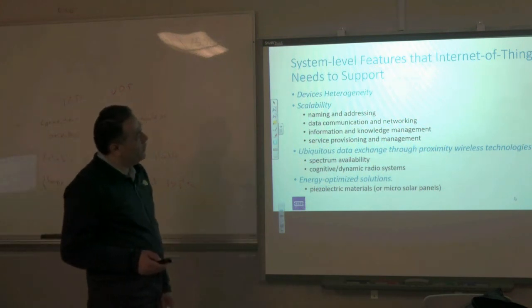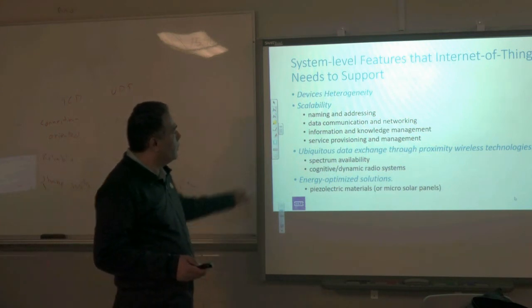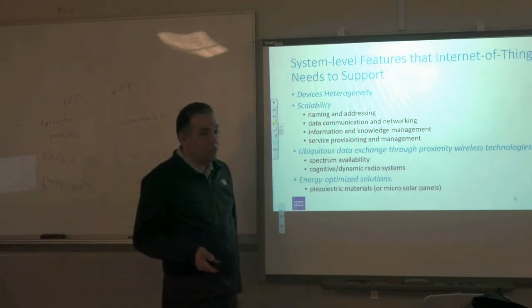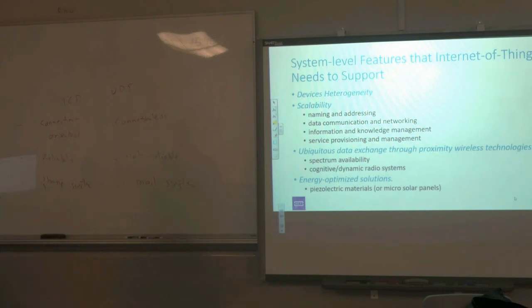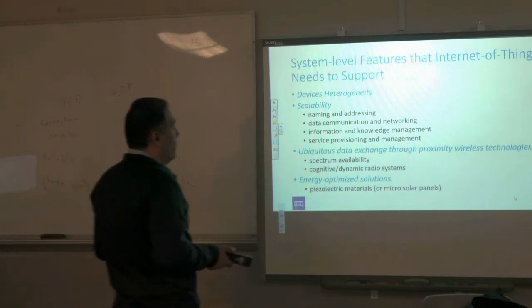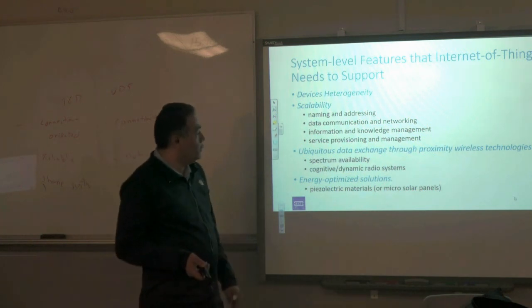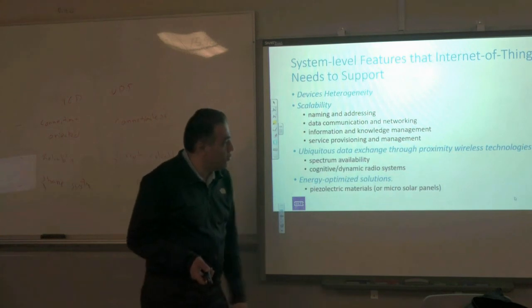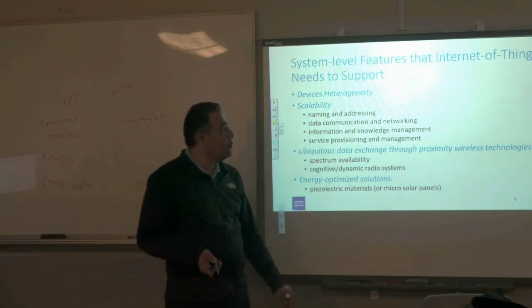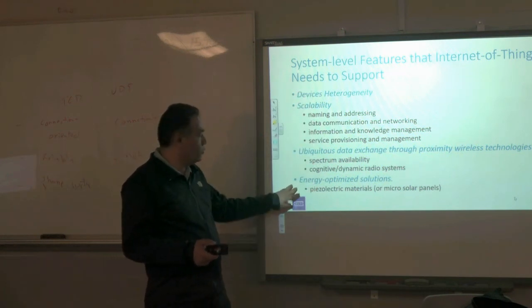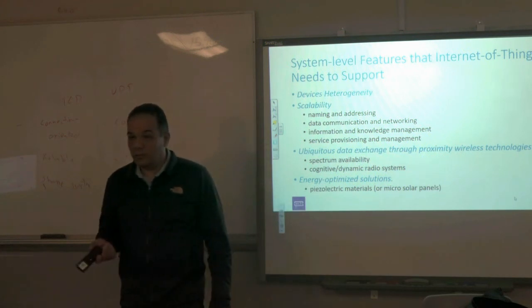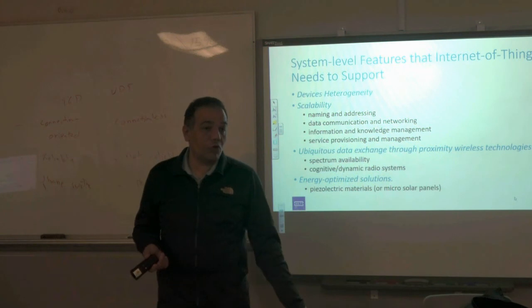So, system-level features that the Internet of Things needs to support: device heterogeneity. Are the devices heterogeneous or homogeneous? Are they the same or different? We expect that in the Internet of Things you're going to have heterogeneous devices. How do you connect them? Scalability, and the exchange through proximity wireless technologies, energy optimized solutions. All of these are research topics that you have to deal with, especially the last one, energy optimized solutions. That's where big research is going on, even in cell phones.